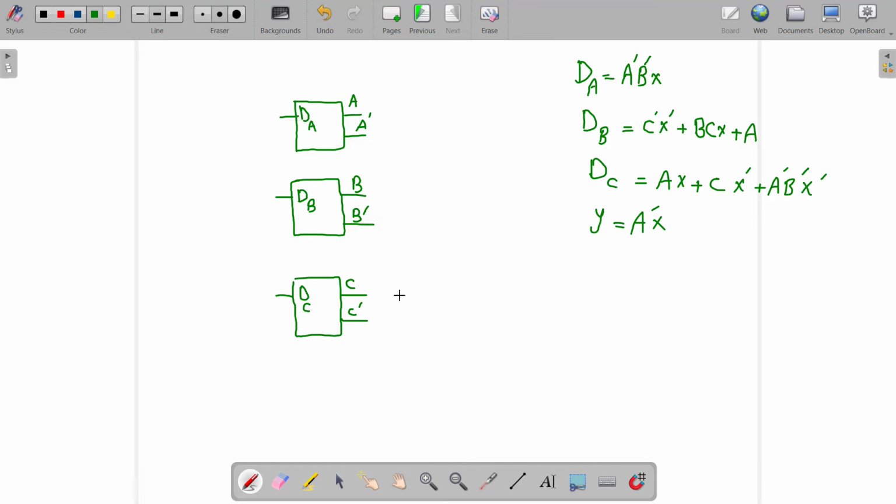So because of reducing the complexity of drawing the circuit, I prefer to draw the circuits in this form that I want to show you. Look at here. For the DA, we write A prime, B prime, C prime as the AND gate in this form.